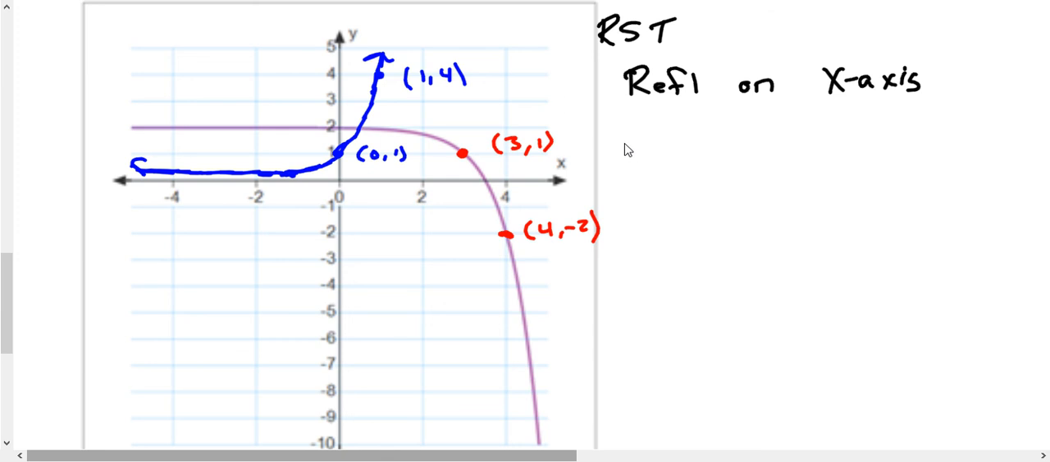Do we have any stretches? Let's take a look. So on this one here, between 0 and 1, our x values, our horizontal stretch is a difference of 1. Between 3 and 4, it's also a difference of 1, so no stretches there. Between 1 and 4 for our y values, that's a difference of 3. Between 1 and negative 2, that's also a difference of 3. So here we have no stretches.